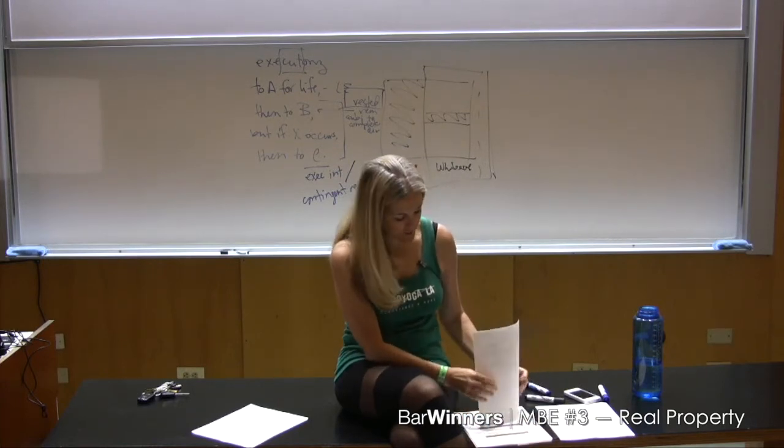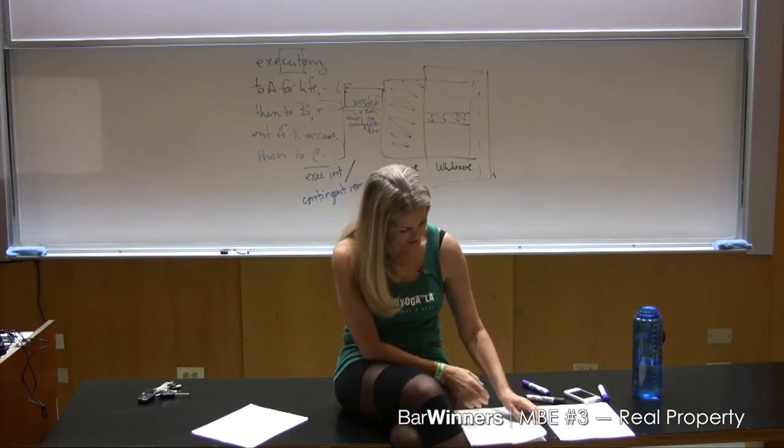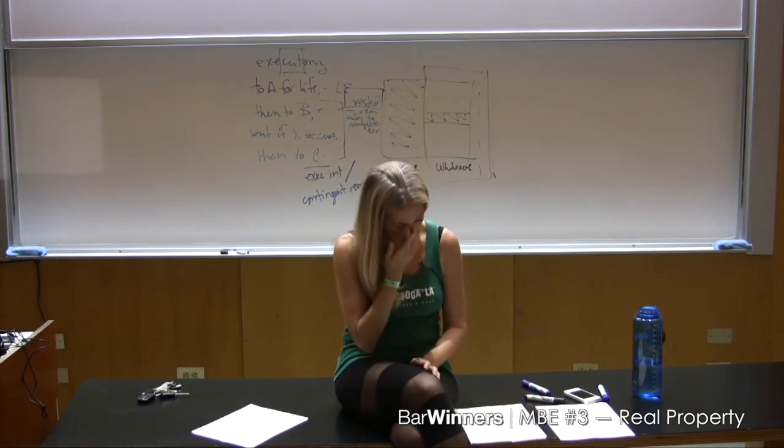On to page 62, which is not a rule against perpetuities question, but moves us on to a different area that has to do with limitations on conveyance. Number four.